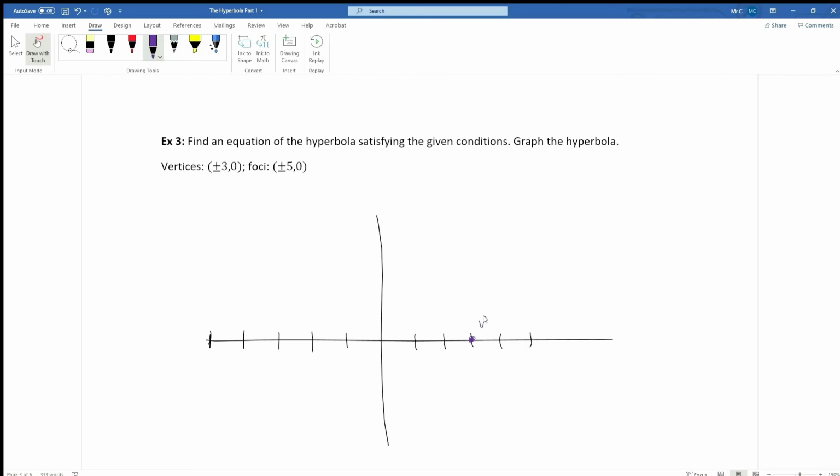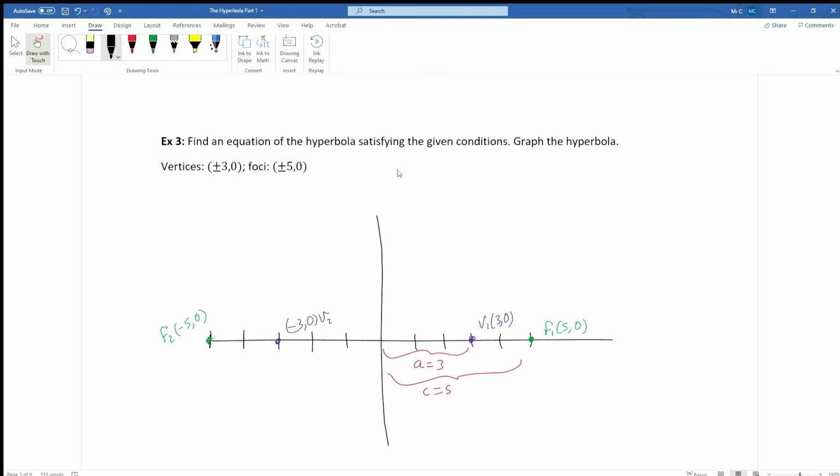So V1 here is at 3, 0. V2 is at -3, 0. And let's plot the foci. That's F1 is at 5, 0. F2 is at -5, 0. And what does this tell me? This tells me that A is 3 and C is 5.